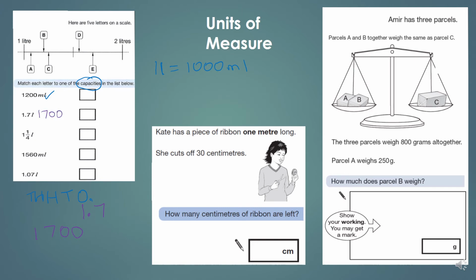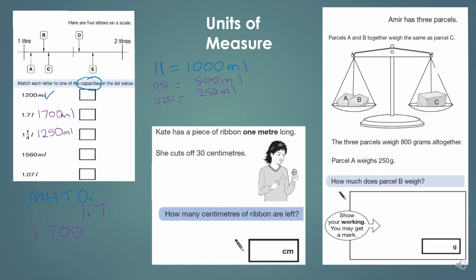Then we have 1 1/4. So if 1 litre is 1,000 millilitres, 0.5 litres is going to be 500 millilitres. And then 0.25 litres, which is the same as a quarter, will be 250 millilitres. Because when we're getting a quarter of anything, we divide by 4, or we halve, and we halve again. So the next one, if we put our 1,000 and our 250 together, we would have 1,250 millilitres.